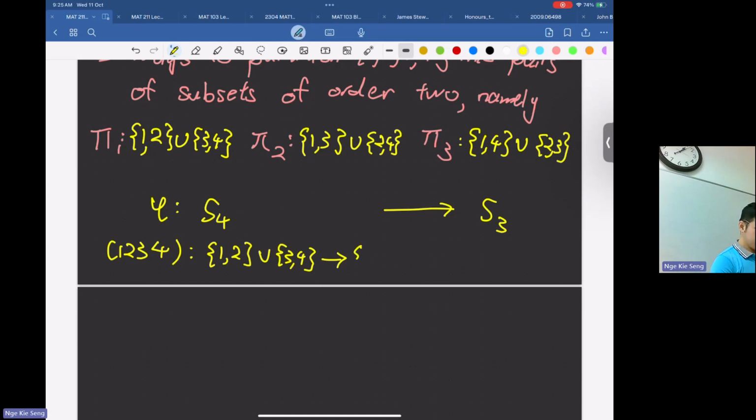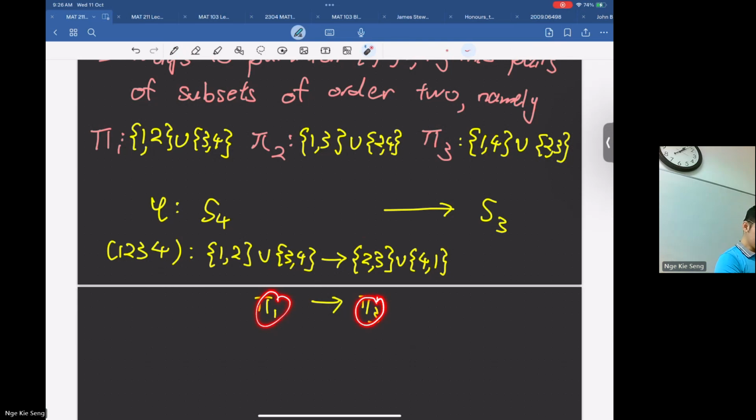1 becomes 2, 2 becomes 3, 3 becomes 4, 4 becomes 1. Okay, so what's this set here? 2, 3, and 1, 4. We are sending pi 1 to pi 3. So we are sending pi 1 to pi 3 now.